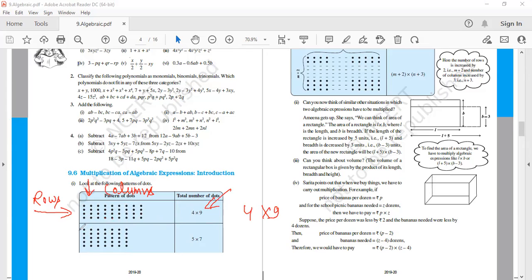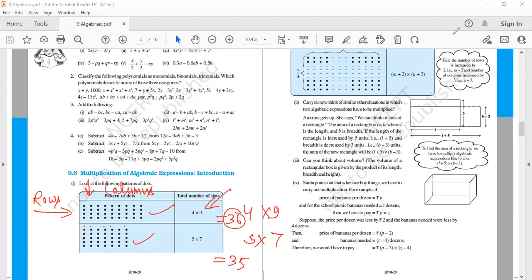Similarly, count 1, 2, 3, 4, 5 rows, into how many columns are there? 1, 2, 3, 4, 5, 6, 7. So that is 35, and 9 fours are 36. You can count that these dots will be 36 and 35. Without counting, you get the total number of dots.